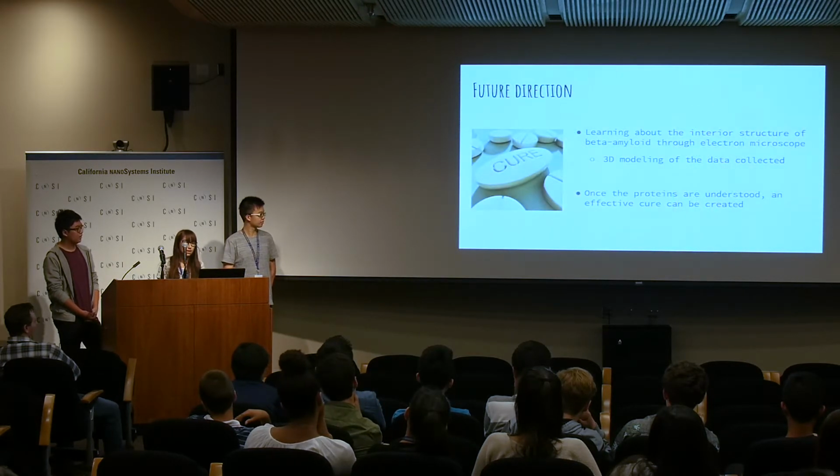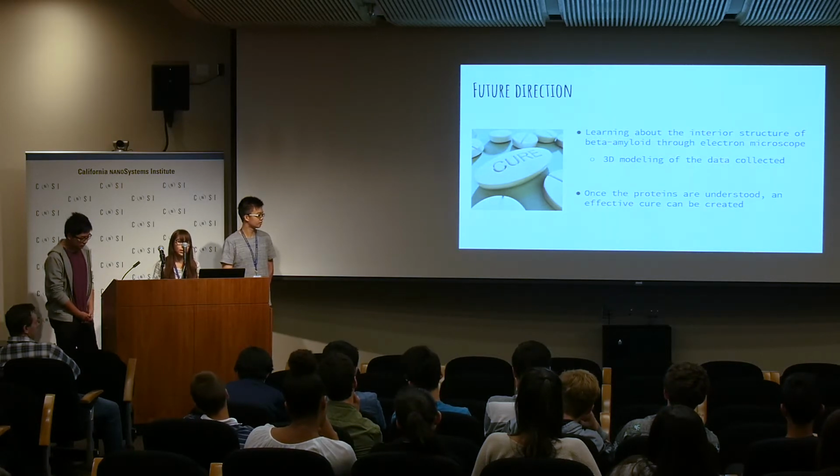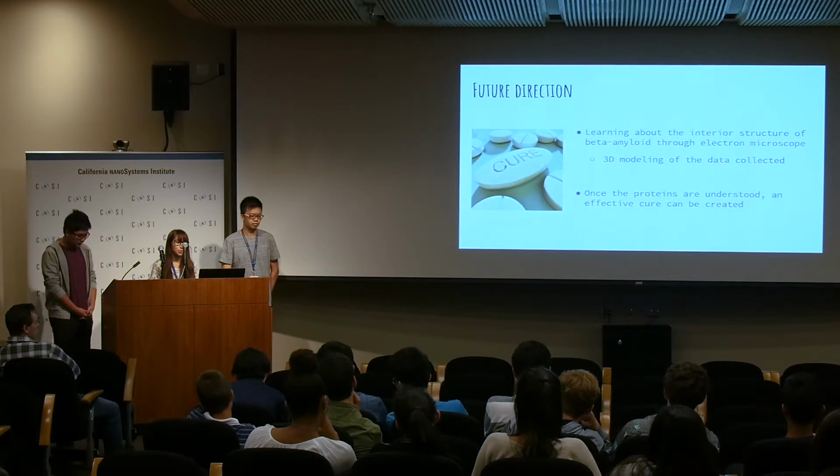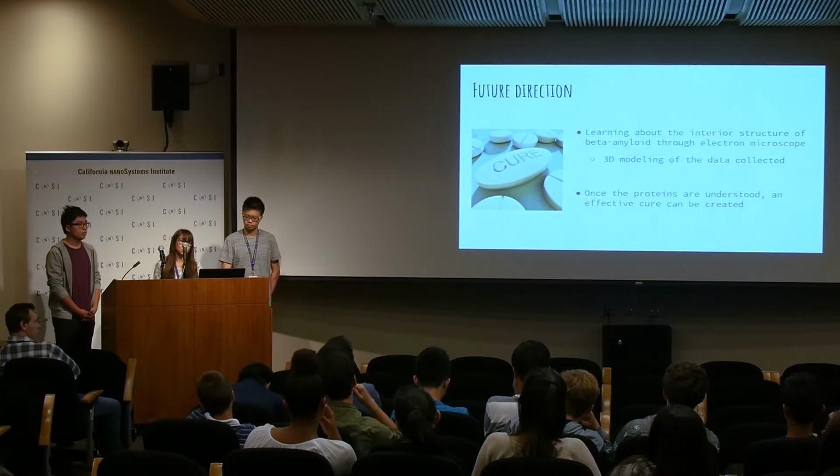Okay. Future direction. We hope to use the electron microscopy to make a 3D model of the beta amyloid, understand it, see how it works, and then hopefully develop a cure and test different medicines to see which ones work best to ultimately end Alzheimer's.